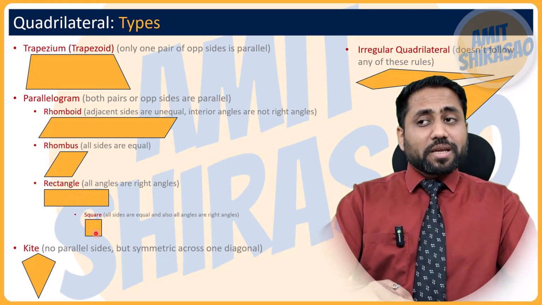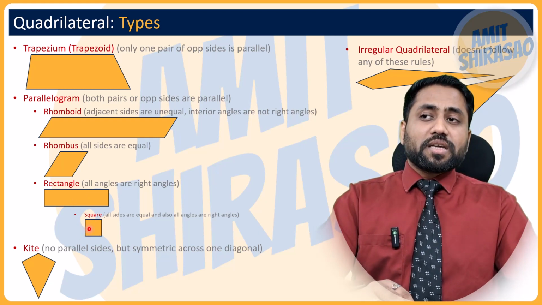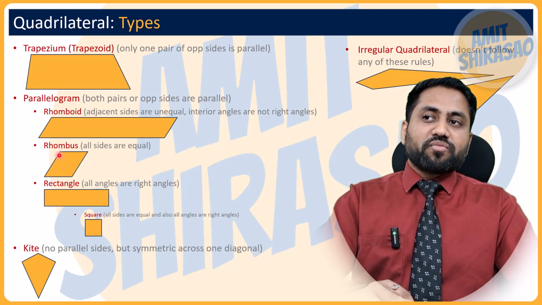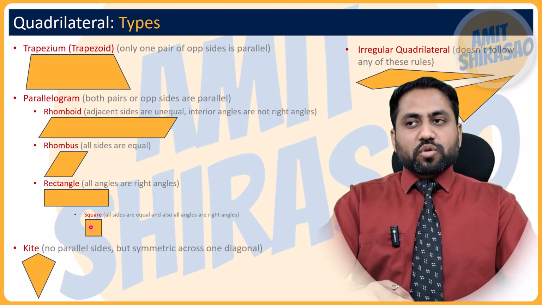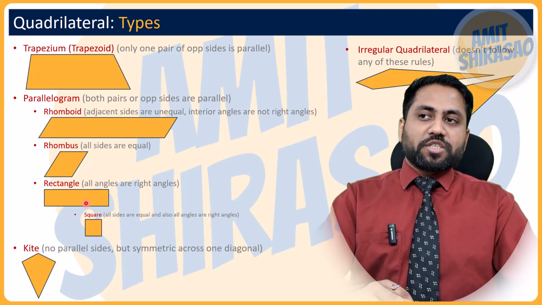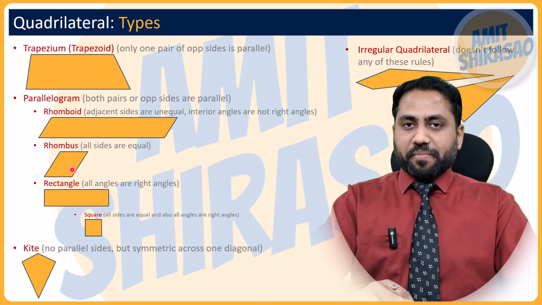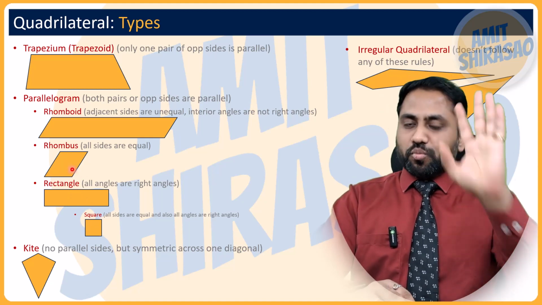Okay, now square can also be called a special case of rhombus, because in case of rhombus, if all the angles are equal to 90 degrees, then it becomes a square. So some people say that square is a special rectangle, some people say square is a special rhombus. Both the statements are true.